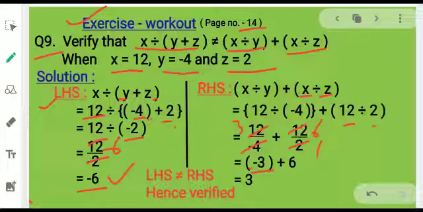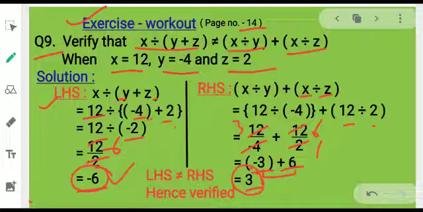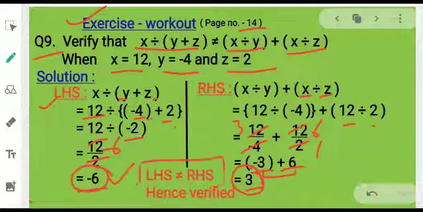And minus 3 plus 6: two different signs are there, so we subtract, and 6 is a greater number than 3 and has a positive sign, so the answer is positive 3. In LHS we get minus 6 and in RHS we get 3, which are not equal. So we can say LHS is not equal to RHS, hence verified. We had to verify that they are not equal, and we proved it, so hence verified.